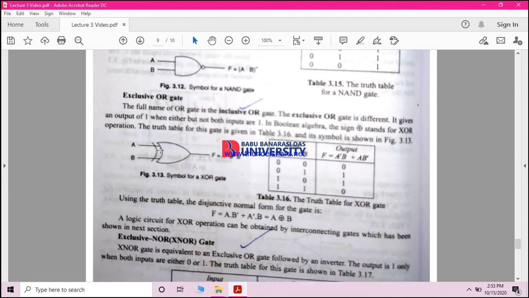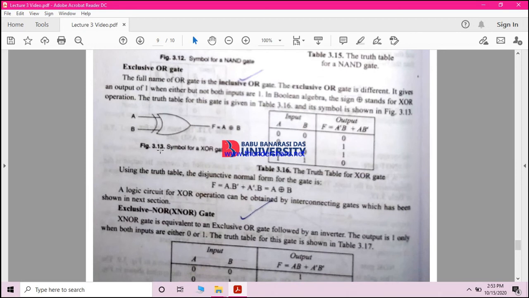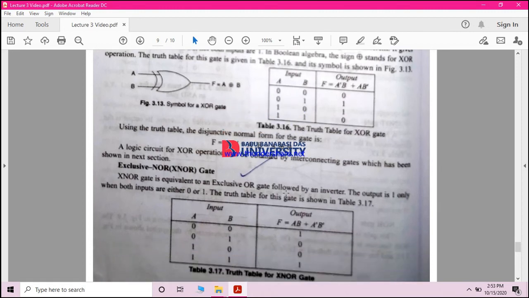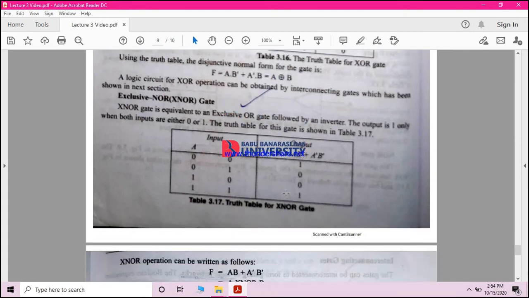Using this truth table, the disjunctive normal form is written as f is equal to A dot B's complement plus A's complement dot B, and this will give you this. This is the sign of symmetric difference. The logic circuit of the XOR operation can be obtained by interconnecting gates, which has been shown in this section.